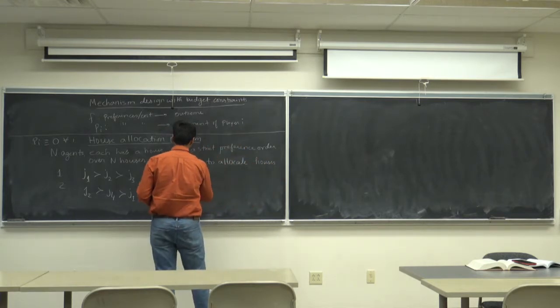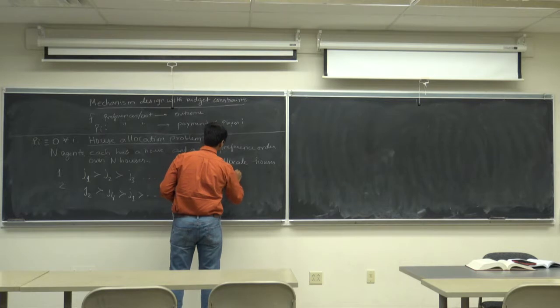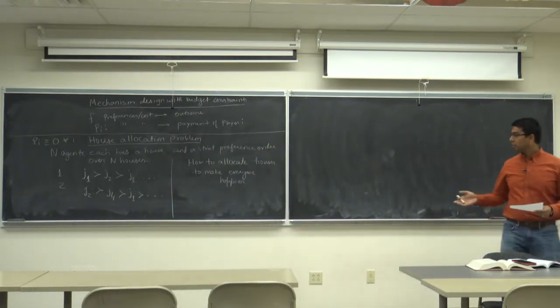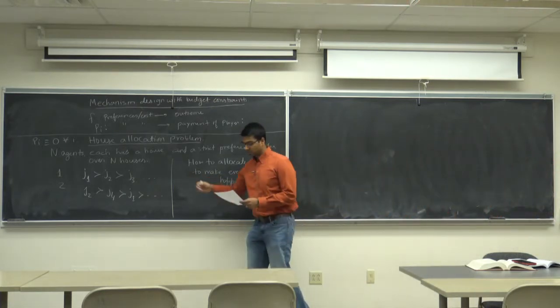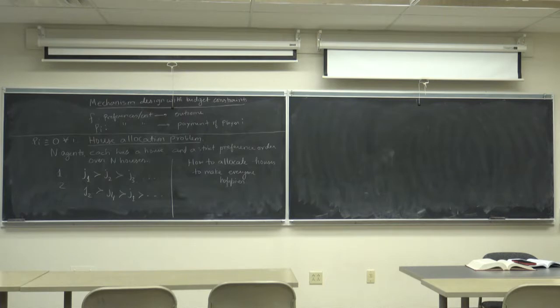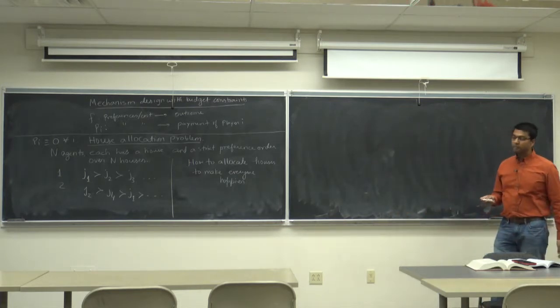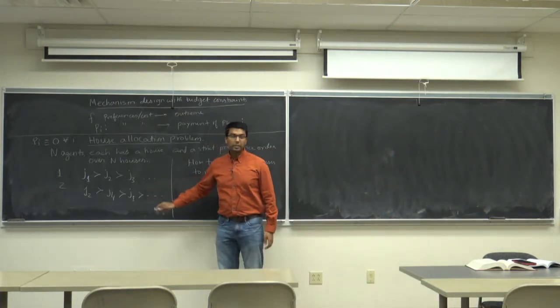How to allocate houses to make everyone happier? Of course, happier is not a mathematical thing, but you kind of know what I'm talking about, right? Everyone gets the most preferred house. How do you think you should come up with it? Let's say you want to come up with an algorithm. So of course, each agent has to report this preference order, right?